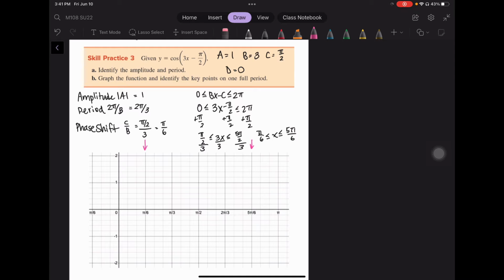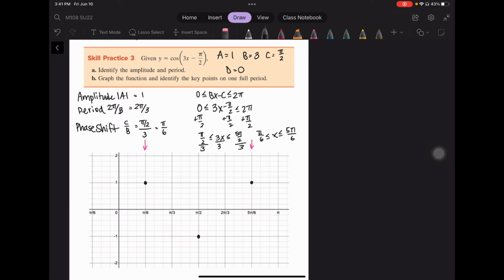Now, like I said, normally the graph of cosine goes through 0, 1, but we are shifting it to the right pi over 6. That's going to go pi over 6, 1. And then at 5 pi over 6, that's the end of our full cycle, so we will also end at 1. Halfway in between pi over 6 and 5 pi over 6 is pi over 2. That's where we're going to reach our minimum of negative 1.